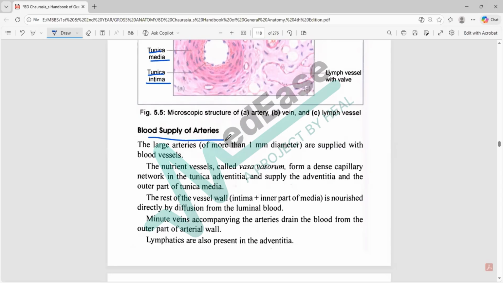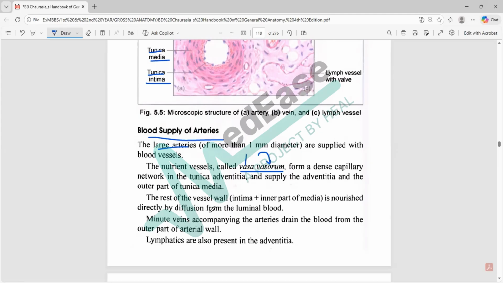Therefore, they require nutrition to operate. That's why the larger arteries will be supplied by blood vessels, which we call the vasa vasorum. The vasa means the vessels of the blood vessels. Okay, guys, remember the term. This is mainly the vasa vasorum, the vessels of the blood vessels.